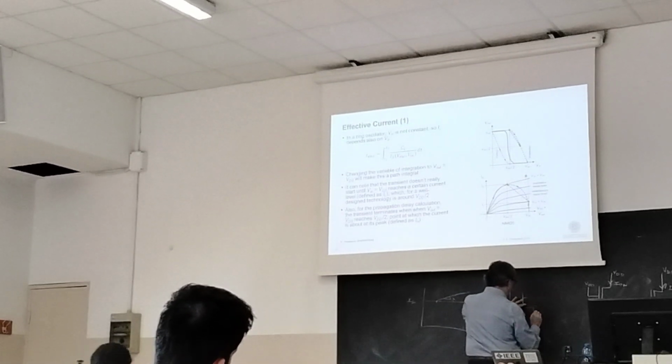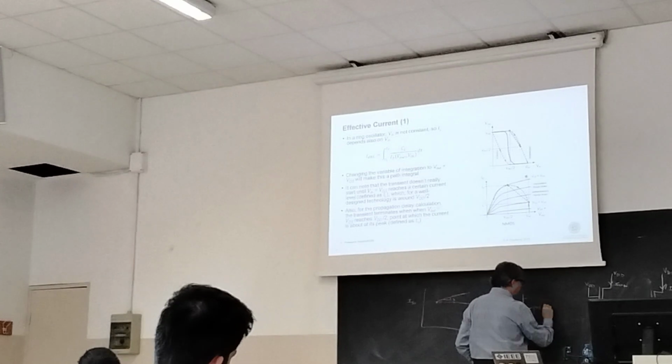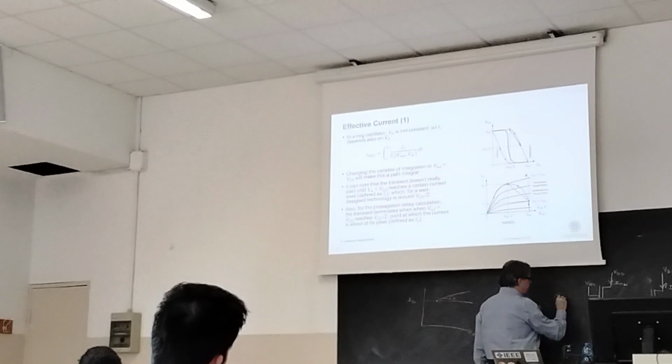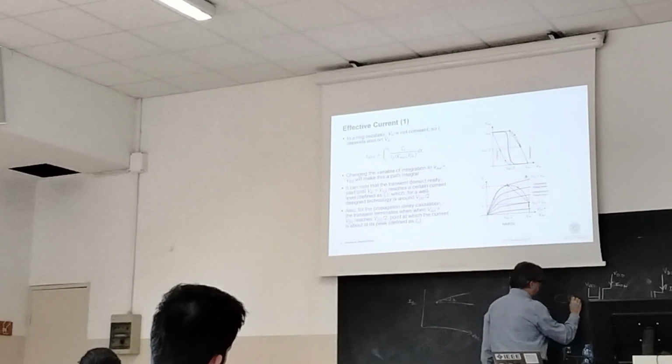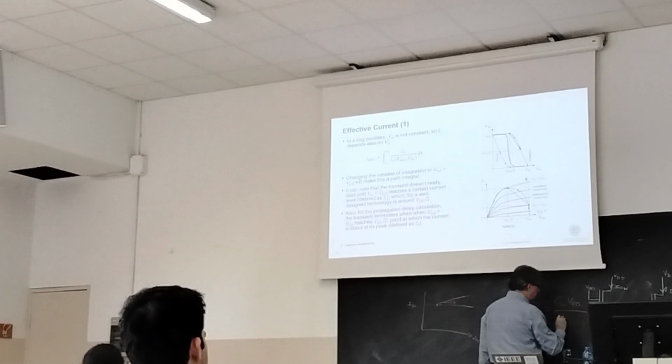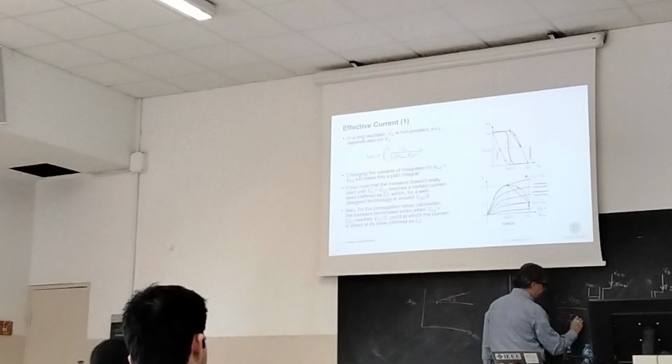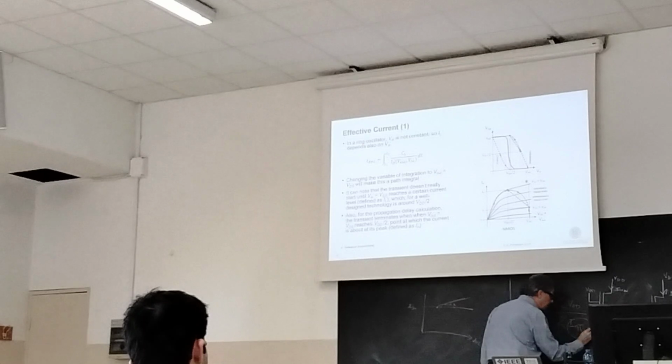Propagation delay equals CL VDD over 2 IF. That's the current we want to calculate.